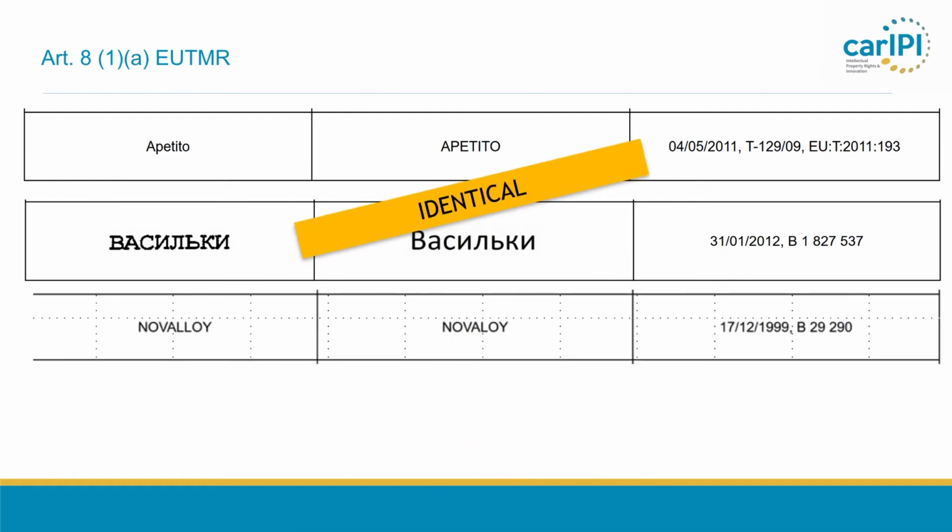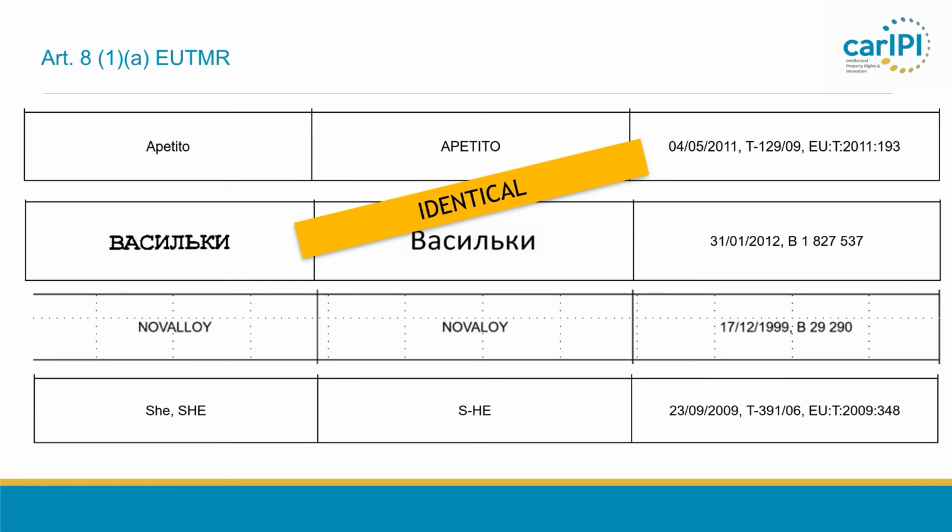As I said, to find identity, all the elements of the signs should be reproduced, all the relevant elements. So here, as you can see, these two words differ in one letter. In one there is double L, in the other there is one L. That of course prevents them from being identical. In the second case, we have a hyphen. So of course, this also prevents identity.